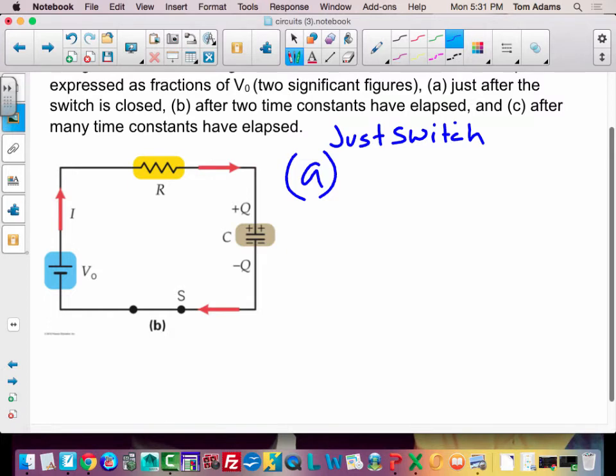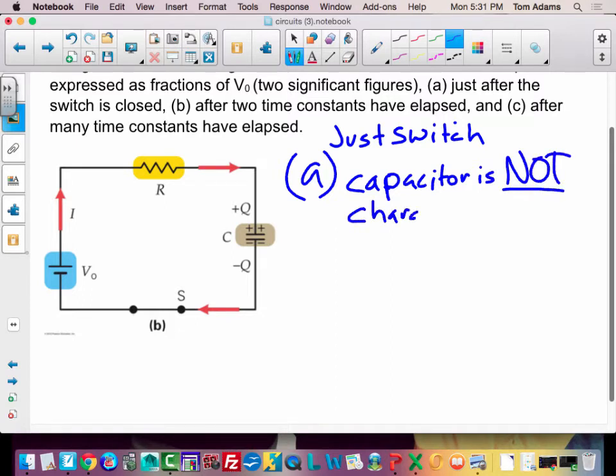What's the initial charge on the capacitor right after we drop the switch? What is it after two time constants? And what is it after it's been there for a long time? So part A is right after the switch is closed, the capacitor is not charged, right? Because we just flipped the switch. So the capacitor is not charged. And then if we want to do some math on that, well, we don't need to. It's just 0.